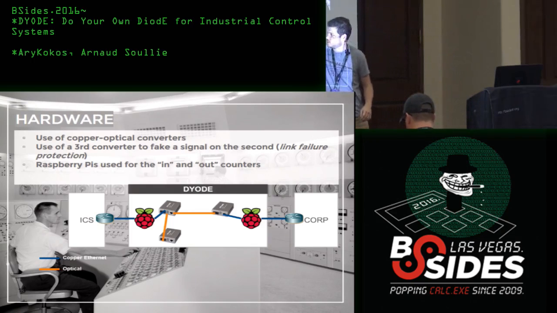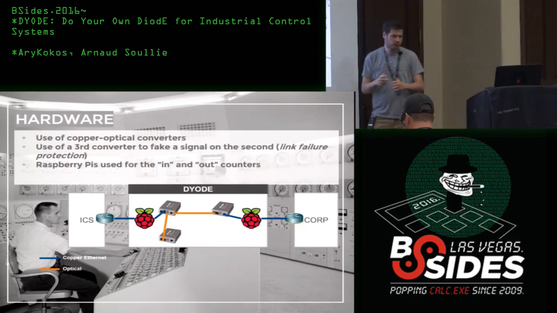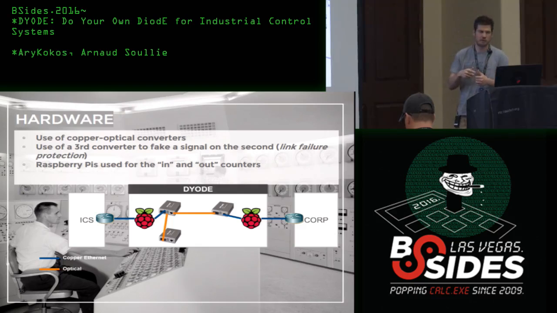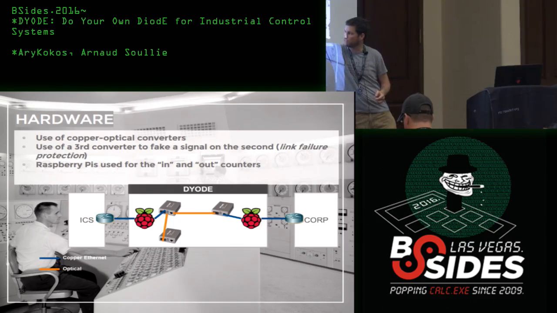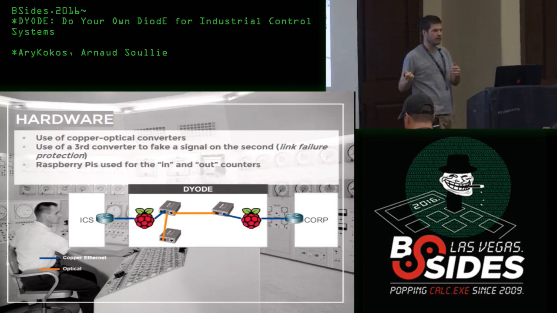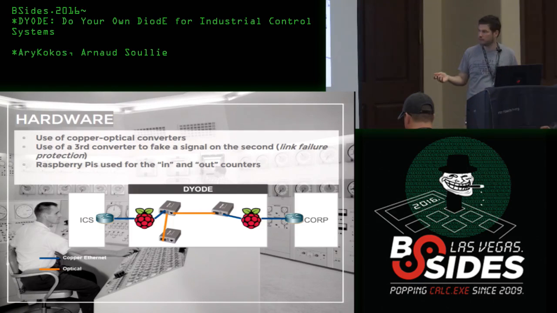So here you have an Ethernet cable from the ICS to the first Raspberry Pi, which is connected to this box. It's the copper optical converter, which then has two ports, one for data emission and the other for data reception. So the idea here is to only have one cable that goes from the transmission port on the first one to the reception port on the second one. Since there is no cable the other way around, data cannot go the other way around. So that's kind of simple, but in real life it doesn't work.